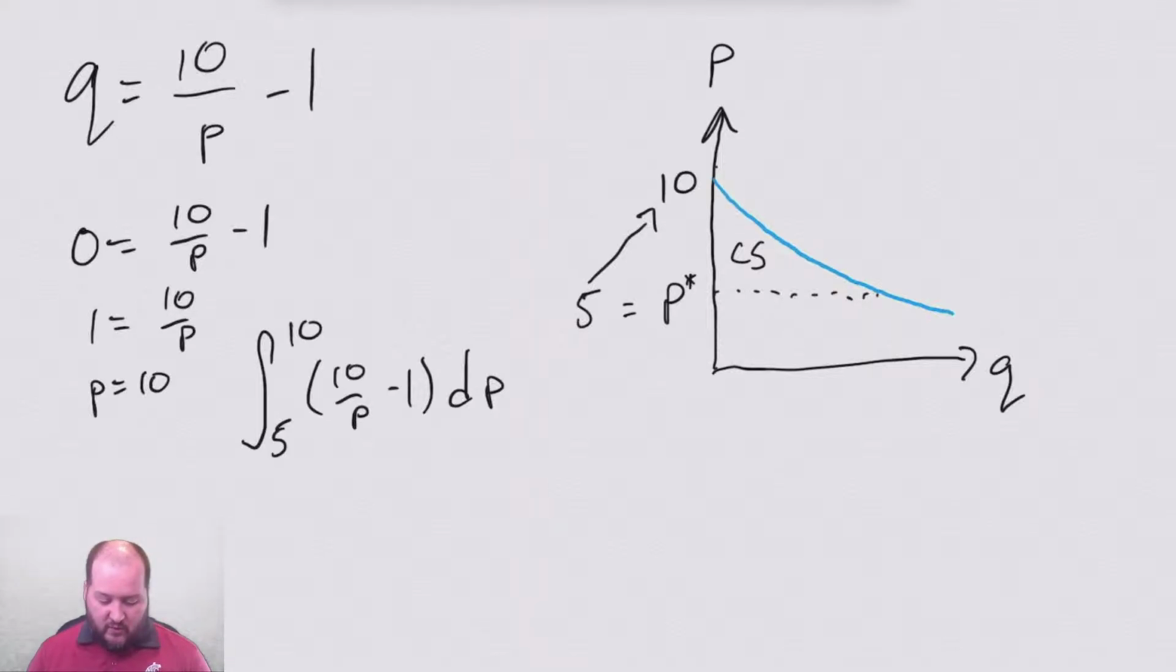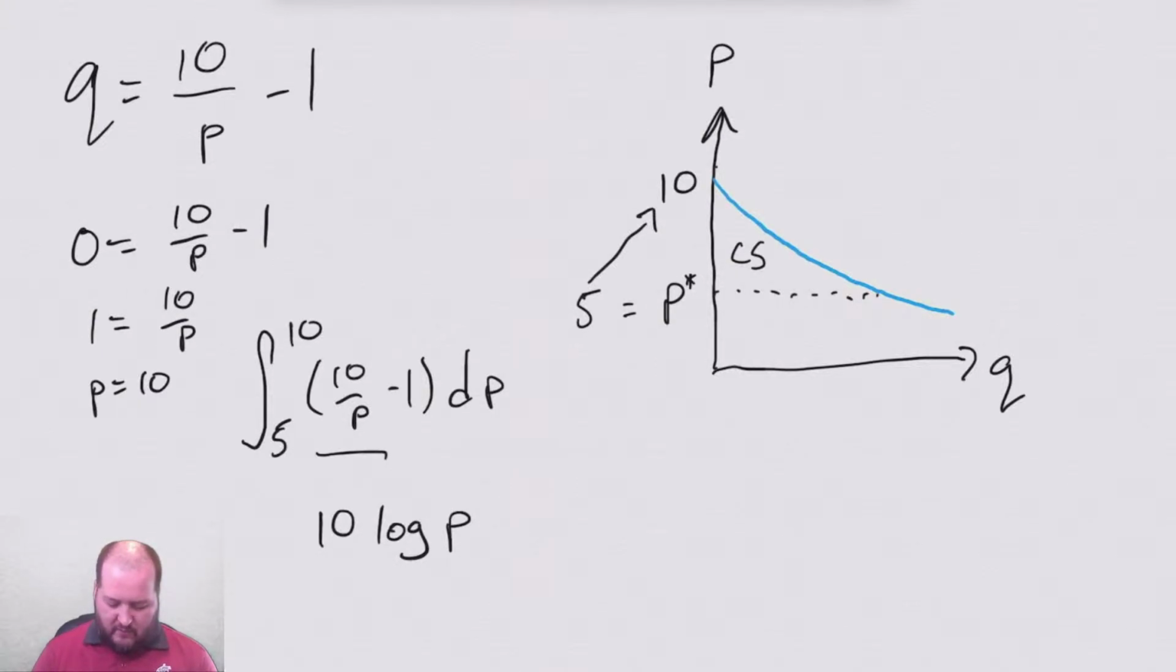This is actually an integral that we can do, so let's figure this out. I could break this up into two integrals if I wanted to, but I'm not going to do that. We're just going to do this all at the same time. Let's integrate this first term, 10 over p. I know that the integral of 1 over p is the natural log of p. So I can just pull that 10 out of the integral and not worry about it. This first term is going to be 10 log p. That's my integral of that first term.